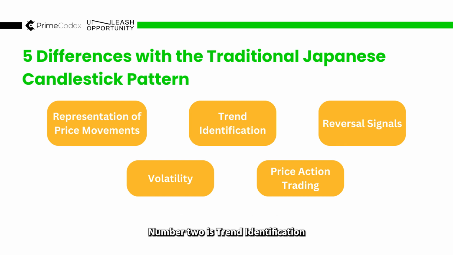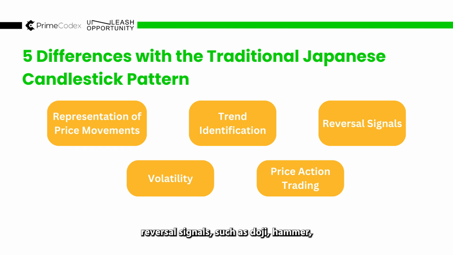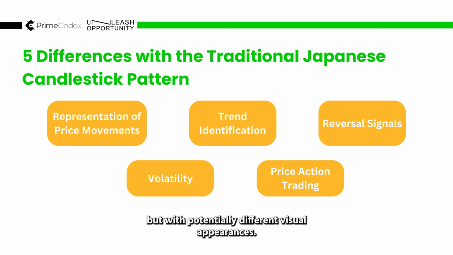Number 2 is trend identification. Heikin Ashi charts are better suited for identifying trends due to reduced noise. Traditional candlesticks may show more fluctuation, making it harder to discern trend. Next is reversal signal. Traditional candlestick patterns are often used to identify reversal signals such as doji, hammer, and shooting star pattern. Heikin Ashi charts may also show these patterns but with potentially different visual appearance.